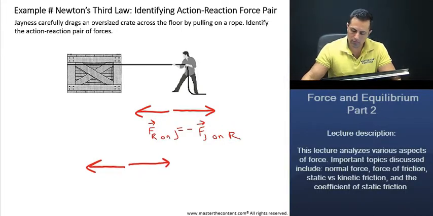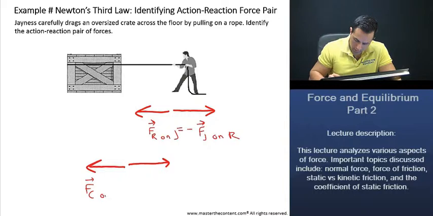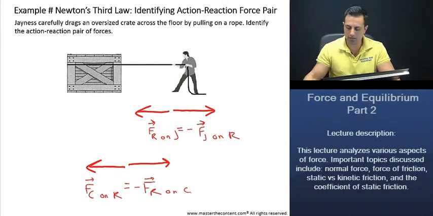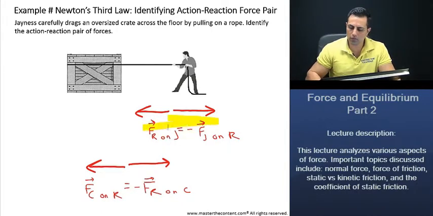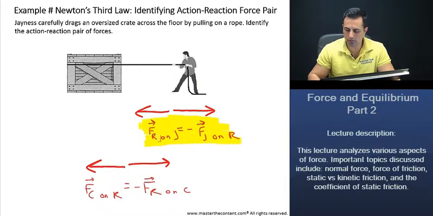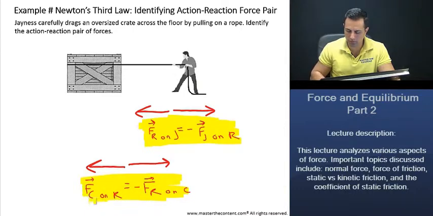Secondly, we also have a force that the crate exerts on the rope, which is equal and opposite in direction to the force that the rope exerts on the crate. Now we have two action-reaction force pairs: one there, and another one here.